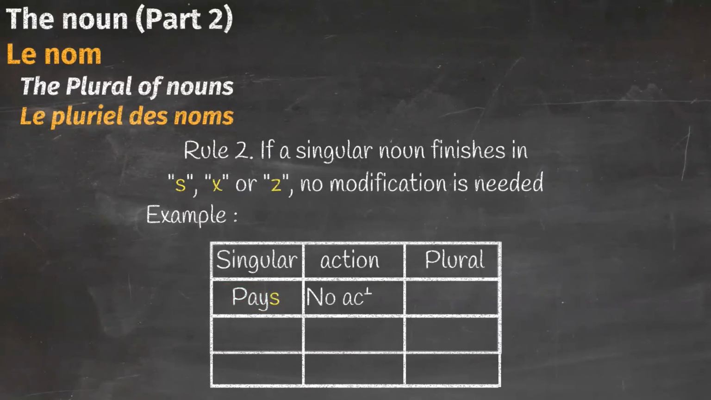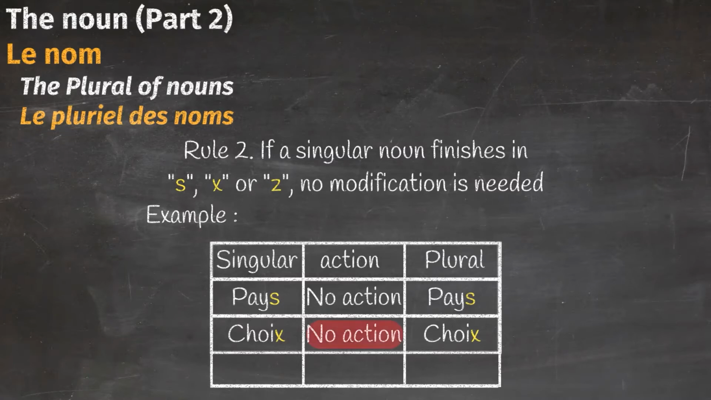Pays. As you can see, it finishes in S, so to reach the plural form, we do not need to change or modify anything. Pays. Choix. This one finishes in X, and to reach the plural form, we do not need to change or modify anything. Choix. Gaz. And the last one, it finishes in Z. And once again, we do not need to change or modify anything. Gaz.